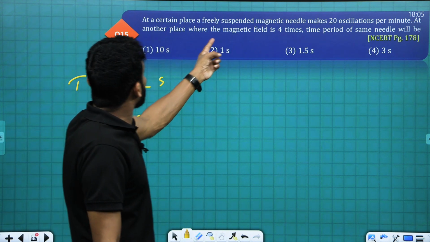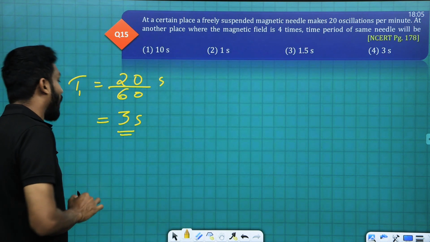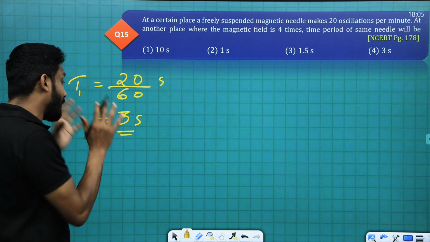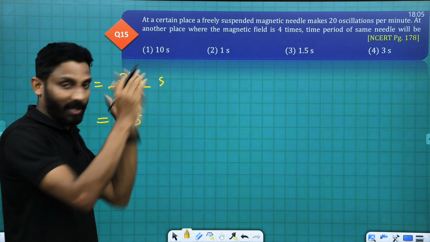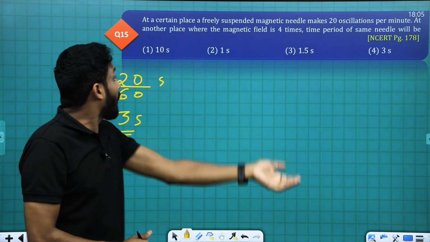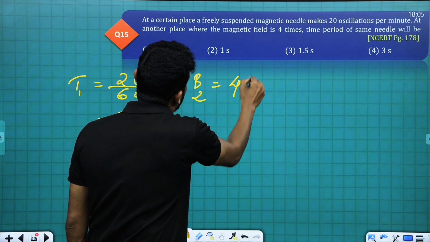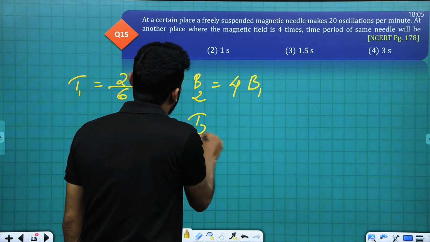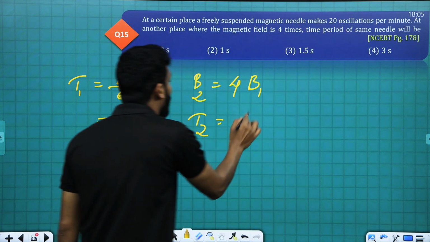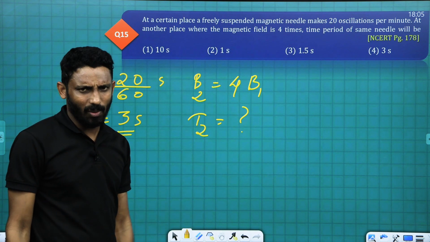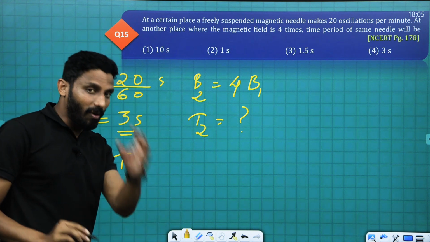At another place where the magnetic field is 4 times. So this is T1 and there is a field intensity B1. At this region, the time period is 3 seconds. Another place where the magnetic field intensity B2 is equal to 4 times B1, the time period of the needle will be dash.